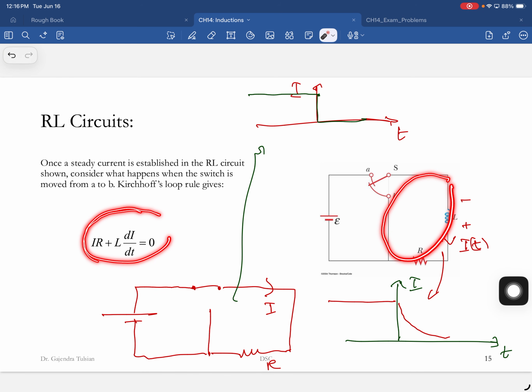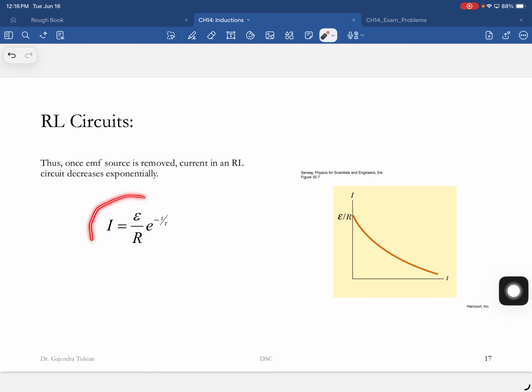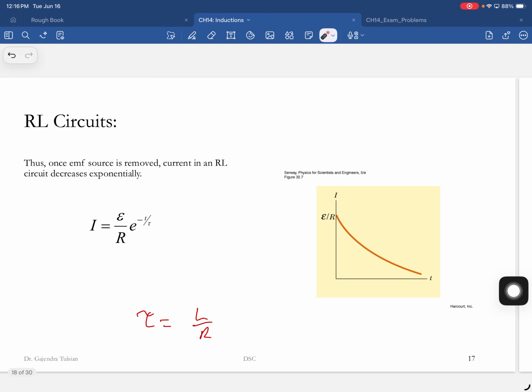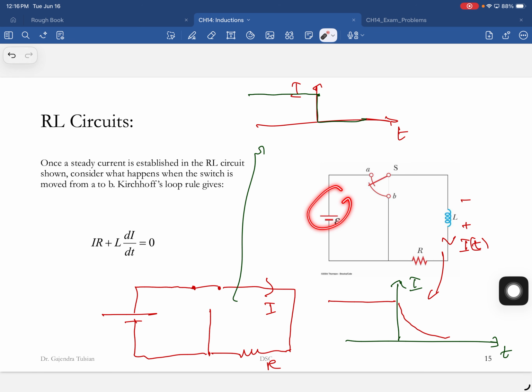Okay, and you can solve this differential equation, and the solution is an exponential decay with the same time constant. Tau is L over R. So the steady state value of the current was E over R, and it decays. So again, once you remove the battery, the stored energy in this thing is driving that current for this amount of time.